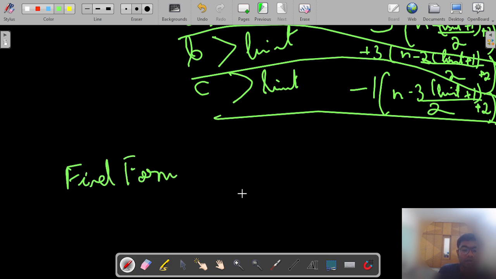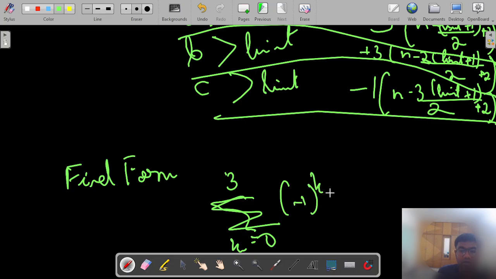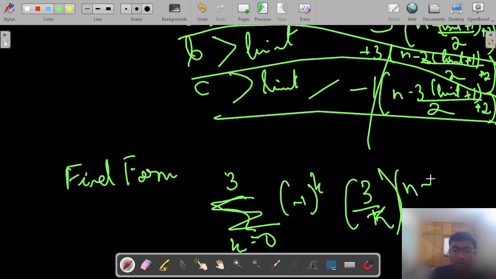So the final formula would be something like this, where summation of k equals 0 to 3, and this would be of minus 1 to the power k, where we are adding all of these formulas including the limit, and this would be 3 choose k, and n minus k times limit plus 1 plus 2, divided by 2 choose 2, right? So that's the whole formula.